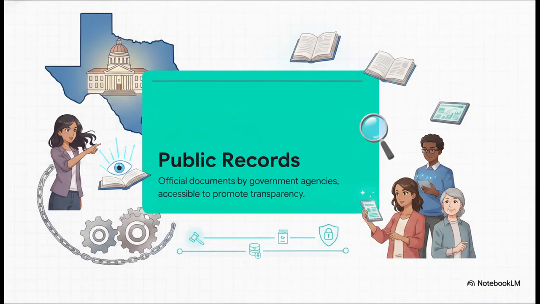So under Texas transparency laws, public records are official documents maintained by government agencies, and they are fully accessible to the public. And this isn't just to satisfy our curiosity. It's really about promoting transparency, accountability, and civic engagement. The courts literally belong to the public. That means the vast majority of filings, judgments, and dockets they generate, they are yours to review. Well, as long as they haven't been specifically sealed by a judge, of course.